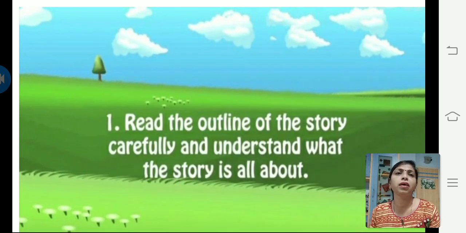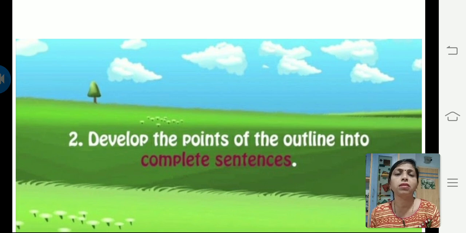The next thing, first read the outline of the story carefully and understand what the story is all about. That means first of all you should read all the outlines of the story which are given. Carefully understand them, what the story is all about, that means what the main theme is. Then the second important thing you should notice: develop the points of the outline into complete sentences. Whatever outlines are given, you have to develop them into complete sentences.